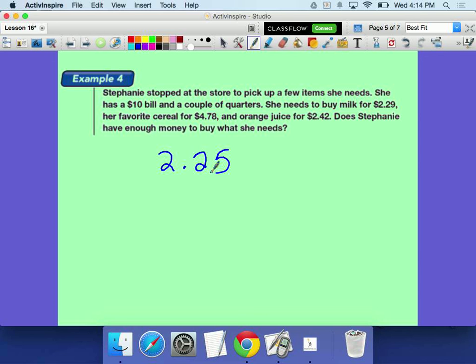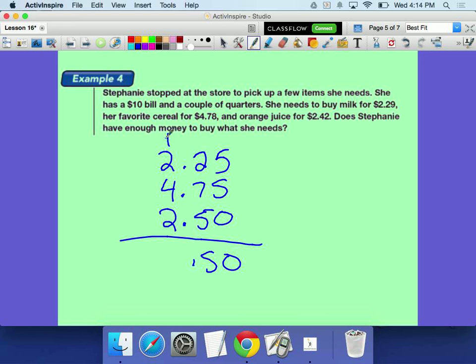So now we'll look at $4.78. That's close to $4.75. Once again, I rounded down, but we'll probably make up for it later. Now I have orange juice for $2.42. I'm going to round that up to $2.50, and that kind of makes up for where I rounded down before. If I add these up, I get $9.50. I know I'm going to have enough money for those items.